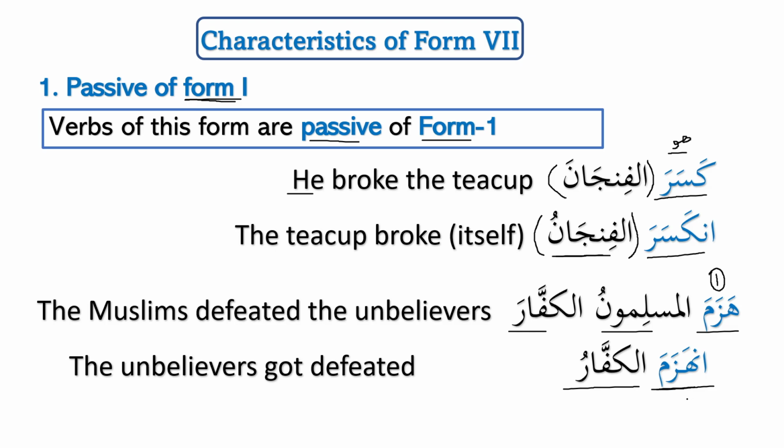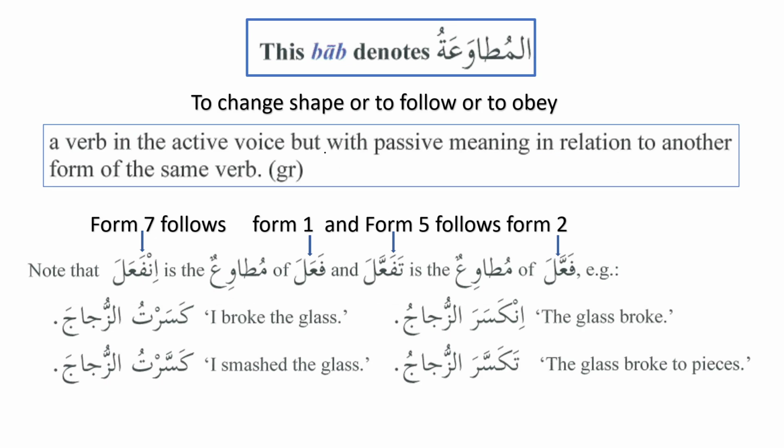So what happened here? The meaning changed. In form number 1 we needed a fa'il and a maf'ul bihi, but when we bring it into form number 7, maf'ul bihi becomes the fa'il, the doer. And here we will not say that there is a hidden doer inside it, because it is a passive form, so the doer has to be outside and not inside. This bab denotes al-mutawa'ah.